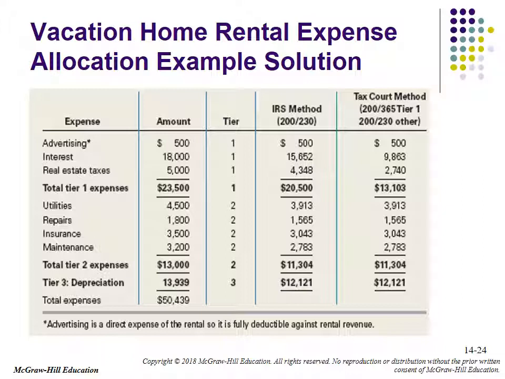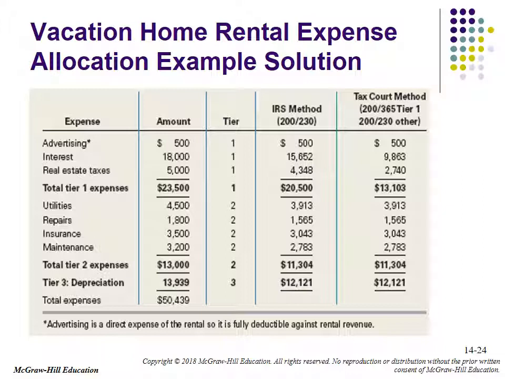Now, their final tier for calculation is depreciation. Depreciation on this vacation home is calculated to be $13,939. They are only allowed to deduct 200 of the 230 days. So $12,121, whether you're using the IRS methods for determining rental expenses for a personal/rental home or the tax court's method. The only difference between the IRS method and the tax court method is how we calculate Tier 1 expenses.